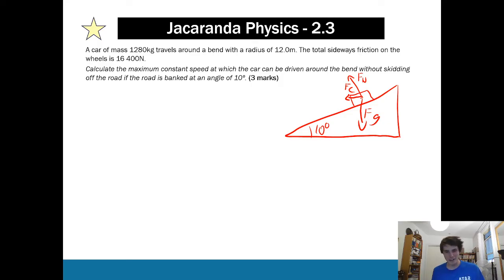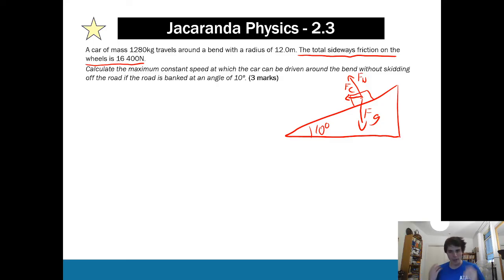However, we're not quite out of the woods yet in terms of forces. We still have one more force to consider: in the question, we are told the total sideways friction on the car's wheels is this number there. Basically, we also need to consider where our frictional force is going. We have two potential options, because our frictional force always opposes the direction of motion. If we were to slip down the plane, the frictional force would point up the plane, whereas if we were slipping up the plane, our frictional force would point down the plane.